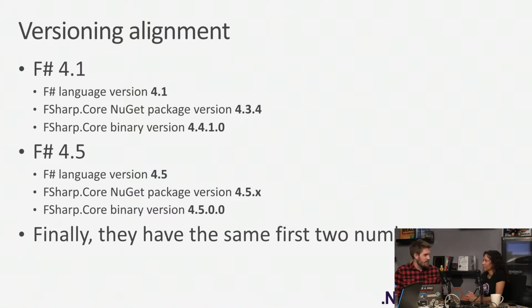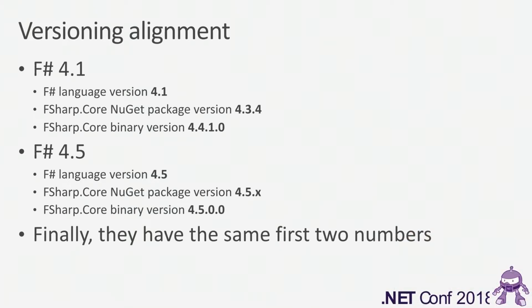So cool. Yeah. So let's talk about versioning. It's everybody's favorite thing to talk about. Hopefully we made it less confusing. In F# 4.1, you had F# language version 4.1. There was an F#.core NuGet package version 4.3.4, and an F#.core binary version 4.4.1.0. Those numbers are different, especially the binary version.